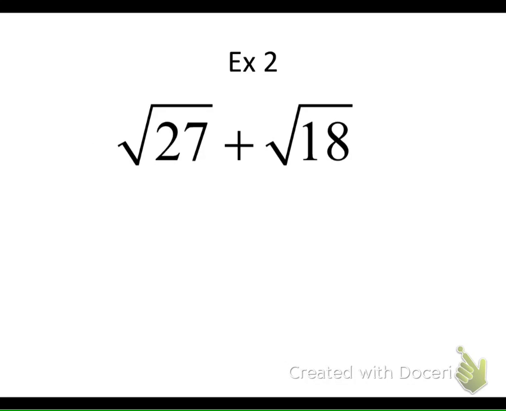So example number 2, we have the square root of 27 plus the square root of 18.